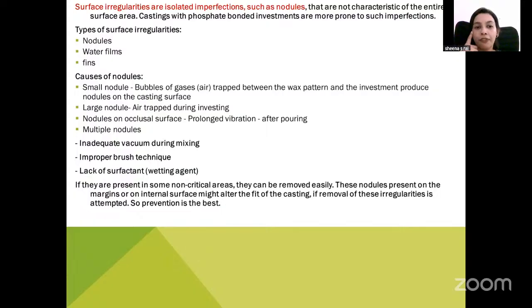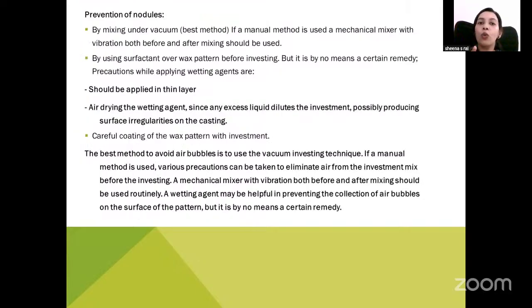Another important cause for multiple nodules is inadequate vacuum during mixing, improper brushing technique, lack of wetting agents, etc. Right. So to prevent the nodules, properly do the mixing under vacuum, either by mechanical or manual methods, and use a proper surfactant over the wax pattern before investing. These are very important points that you need to keep in mind. The question will be like, what are the methods to prevent nodule formation? So you need to know the important points in order to eliminate the unwanted answers, right?